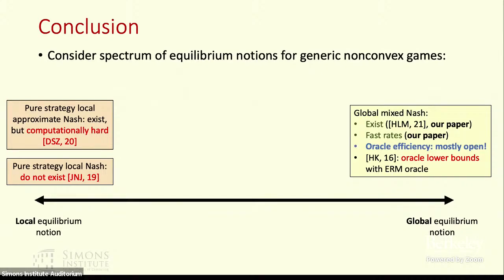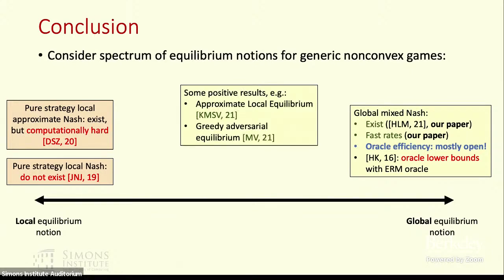Another is to explore this space in the middle between local and global. So there actually are some positive results in the literature. In fact, a few of them I think are going to be discussed later on in this workshop. And some of these notions of equilibrium can be seen as mostly local in nature, but having some maybe global aspect to it. And I think this middle ground, finding stronger middle ground notions of equilibria that also satisfy some sort of computational or Oracle efficiency, is a really interesting direction for future work.